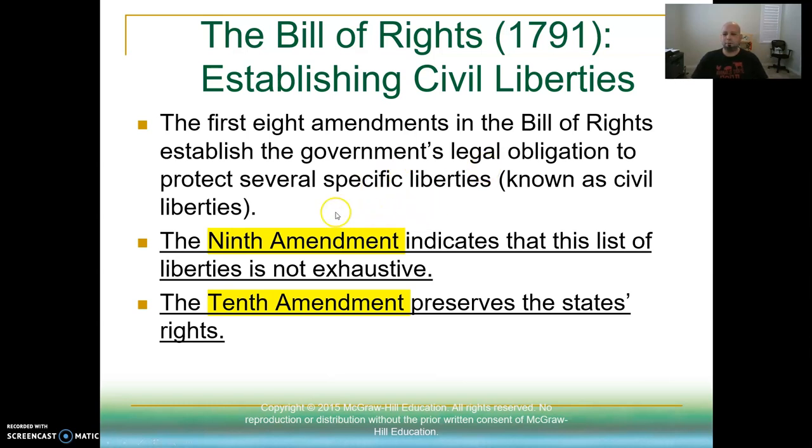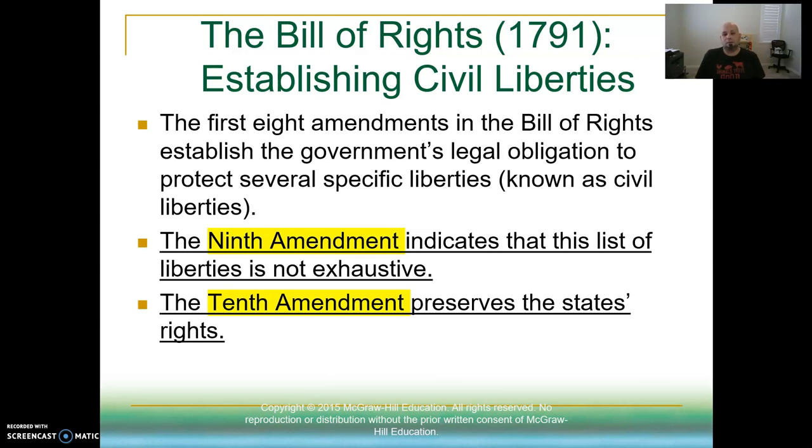Then we have Amendment 9. And I have you guys doing a card on this one. It indicates a list of liberties is not exhaustive. So that means that just because it's not stated there, if the Constitution doesn't specify that you have that right or doesn't prohibit it, then it's yours anyway. So one of these things that comes up often is the right to privacy. Privacy is never mentioned in the Constitution. It's inferred in a couple of different amendments, I think Amendment 5 and 4, but it's never clearly stated.